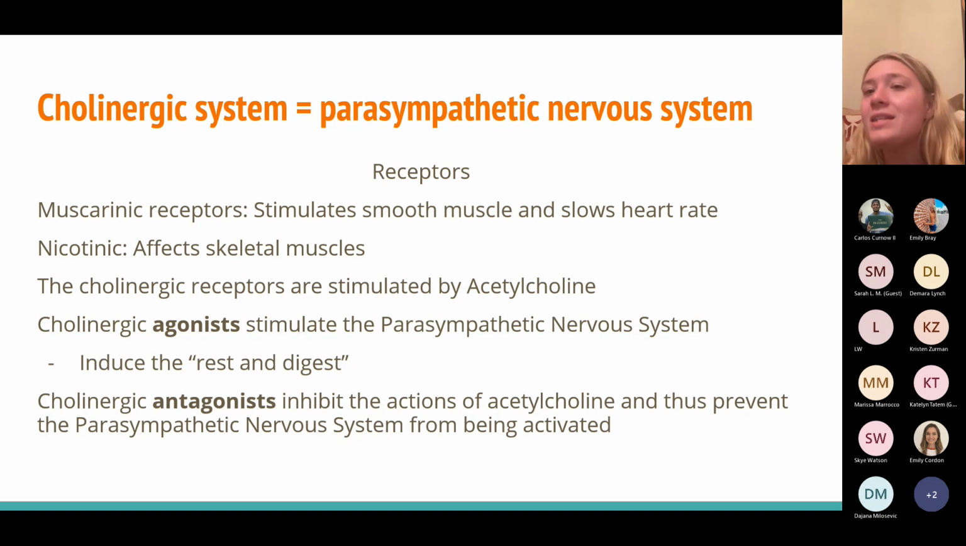Our cholinergic agonists stimulate the parasympathetic nervous system. They help induce rest and digest. Cholinergic antagonists stop the actions of acetylcholine and thus prevent the parasympathetic nervous system from being activated.